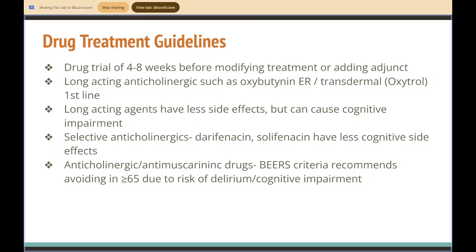A note about the anticholinergic and antimuscarinic drugs is that the Beers criteria recommends avoiding them above age 65 due to risk of delirium and cognitive impairment. Now, you do have to balance the risks and the benefits because many patients who need these medications are going to be elderly. So please keep that in mind.